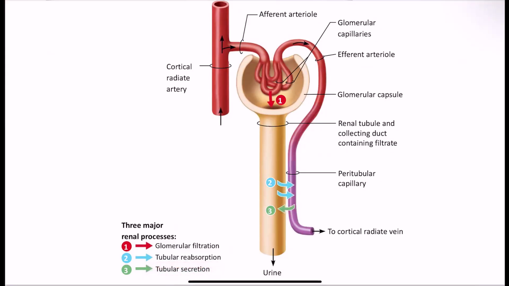So there's three major processes that happen. But all of these three work to form urine, which is then sent down the nephron, out the renal pyramid, the minor and major calyces, into the renal pelvis, down into the ureters, and then into the bladder.